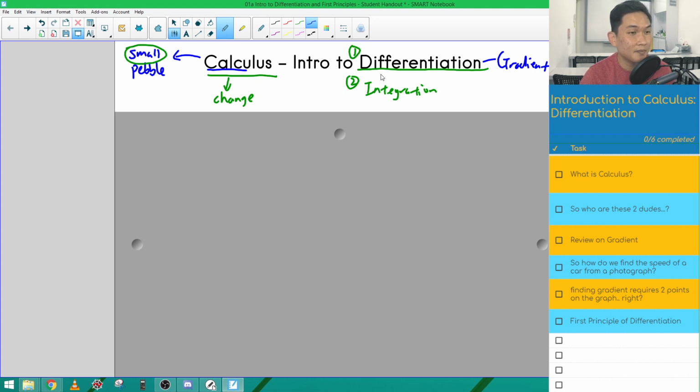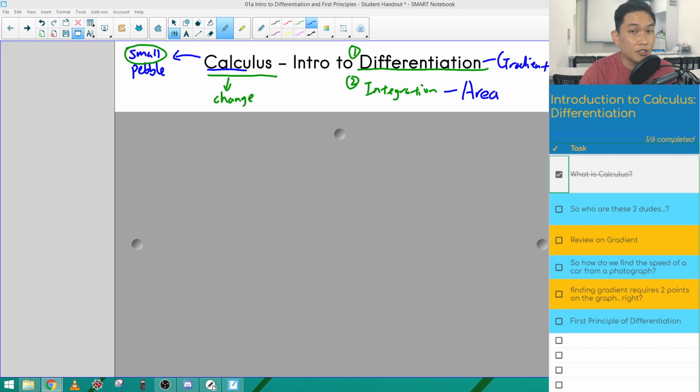It gives you insight. And integration is about area under the curve, which I will not talk about because you're going to see it in a few months' time. So that was fast, but I think I've answered the first question on our checklist. What is calculus? Calculus is the mathematics of change. Under it, we have two topics. One is differentiation, which talks about gradient, and a few more months down the road, you'll see integration, which talks about area.